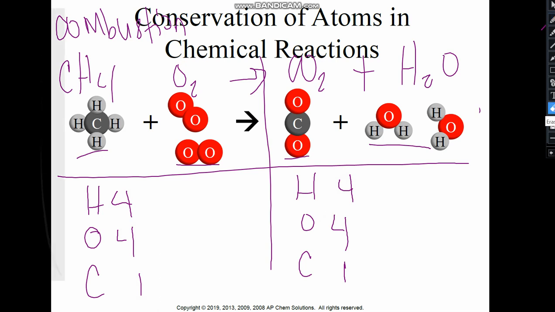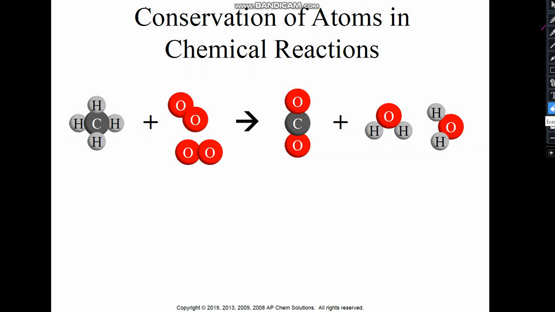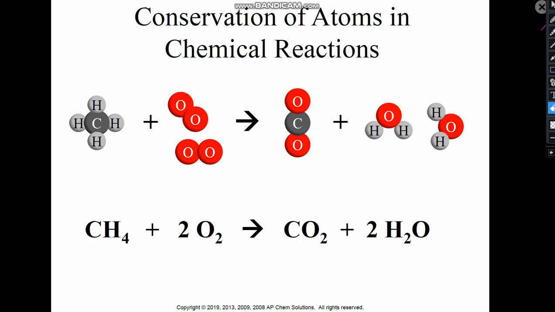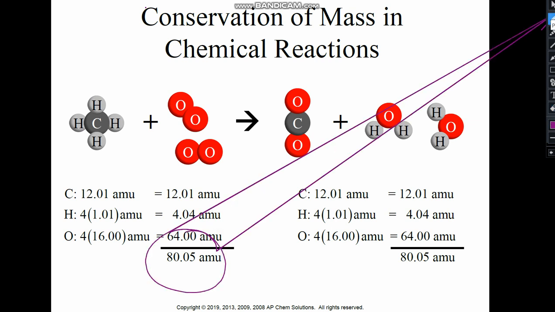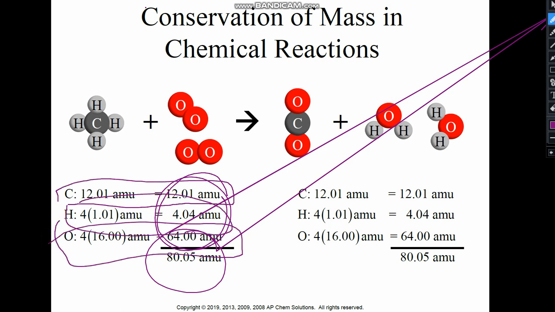You also will need to know that we have something called the conservation of mass. I'm sure that you've heard that, but whatever mass you start with, in this particular case, we started with 80.05 atomic mass units. And here all they did was add up the mass number, or the atomic mass, of each element on each side, and we got 80.